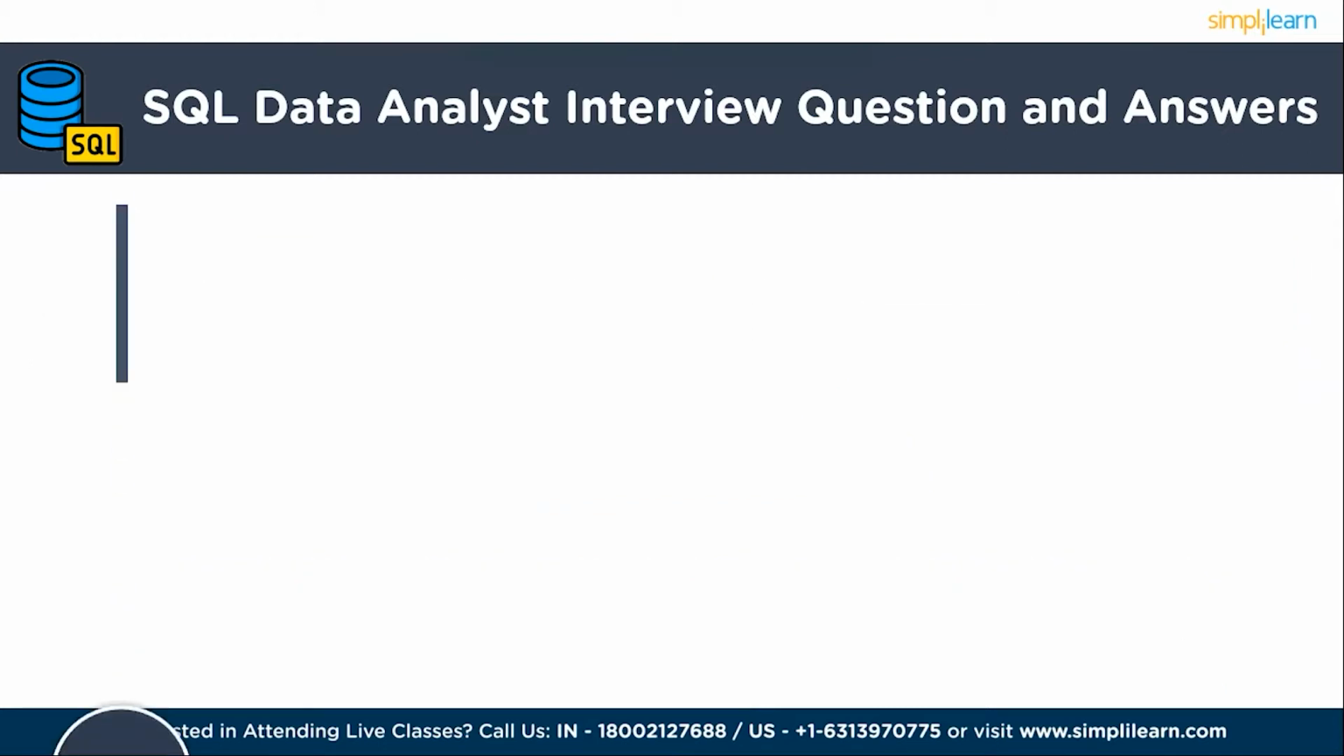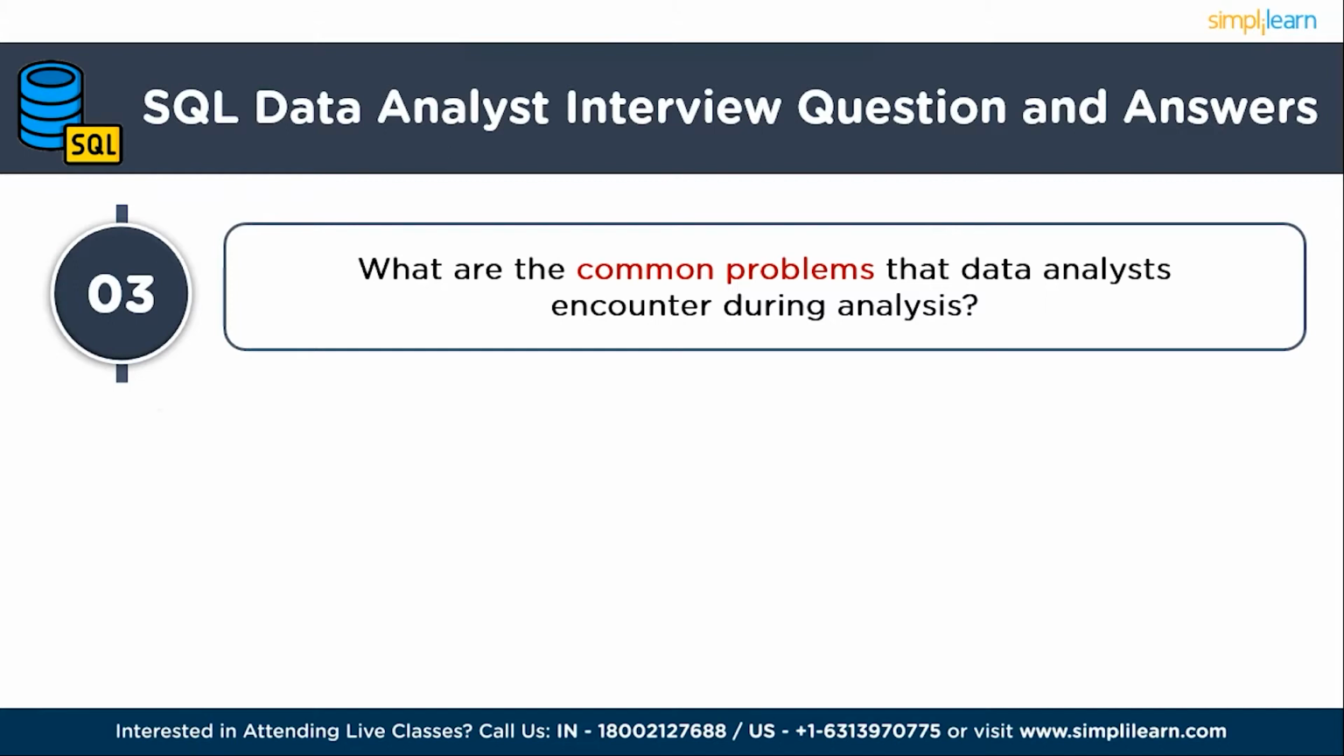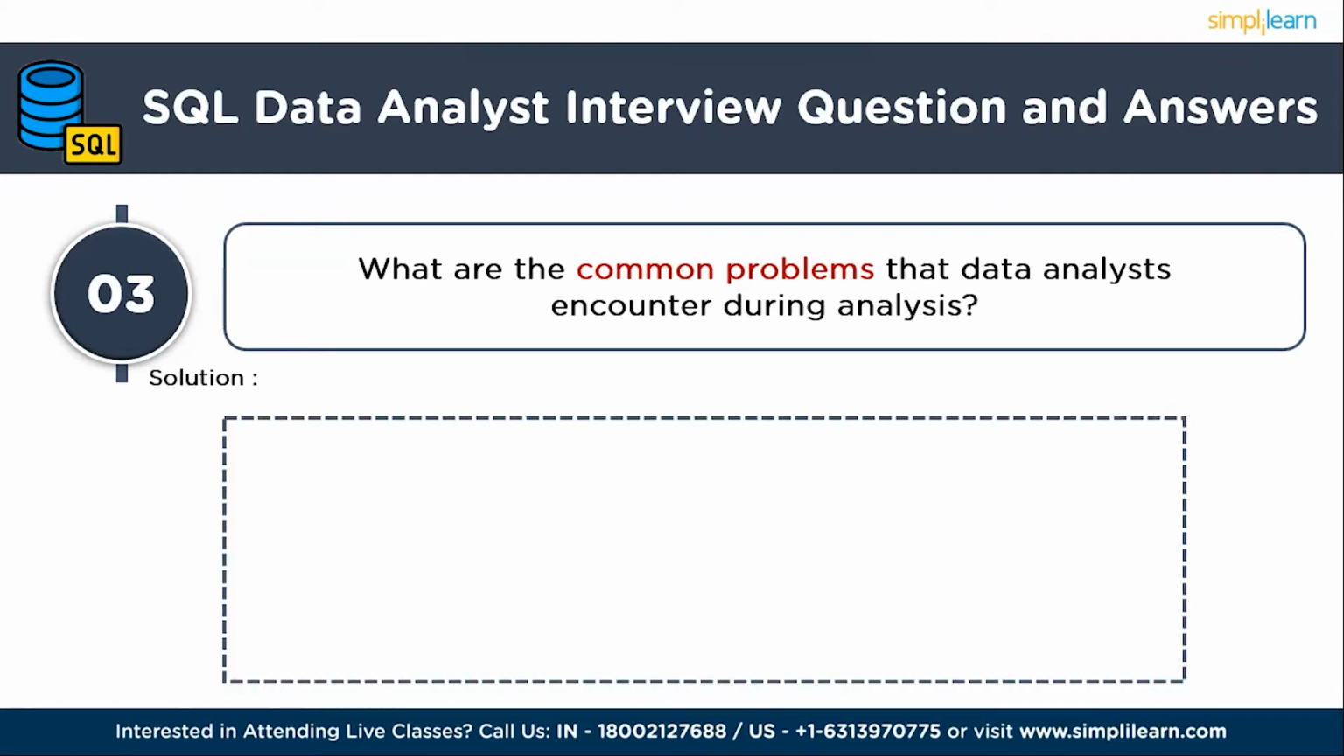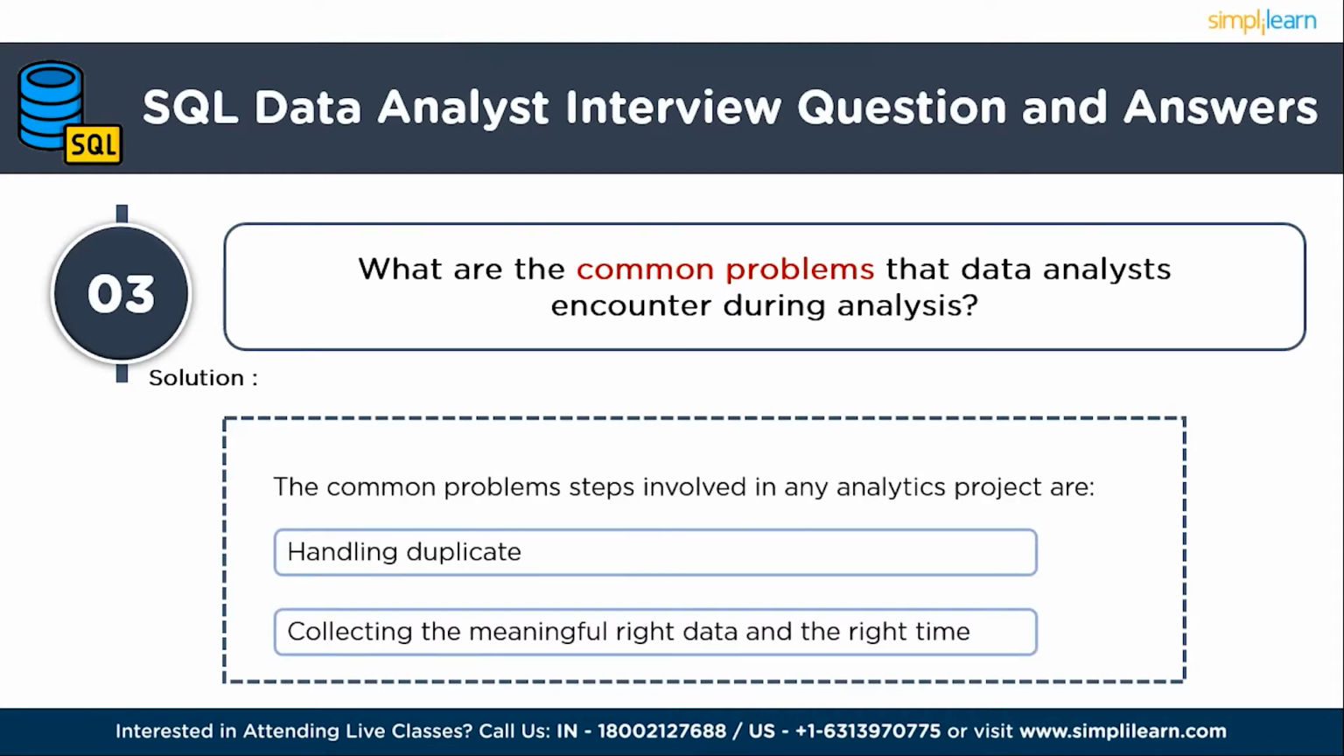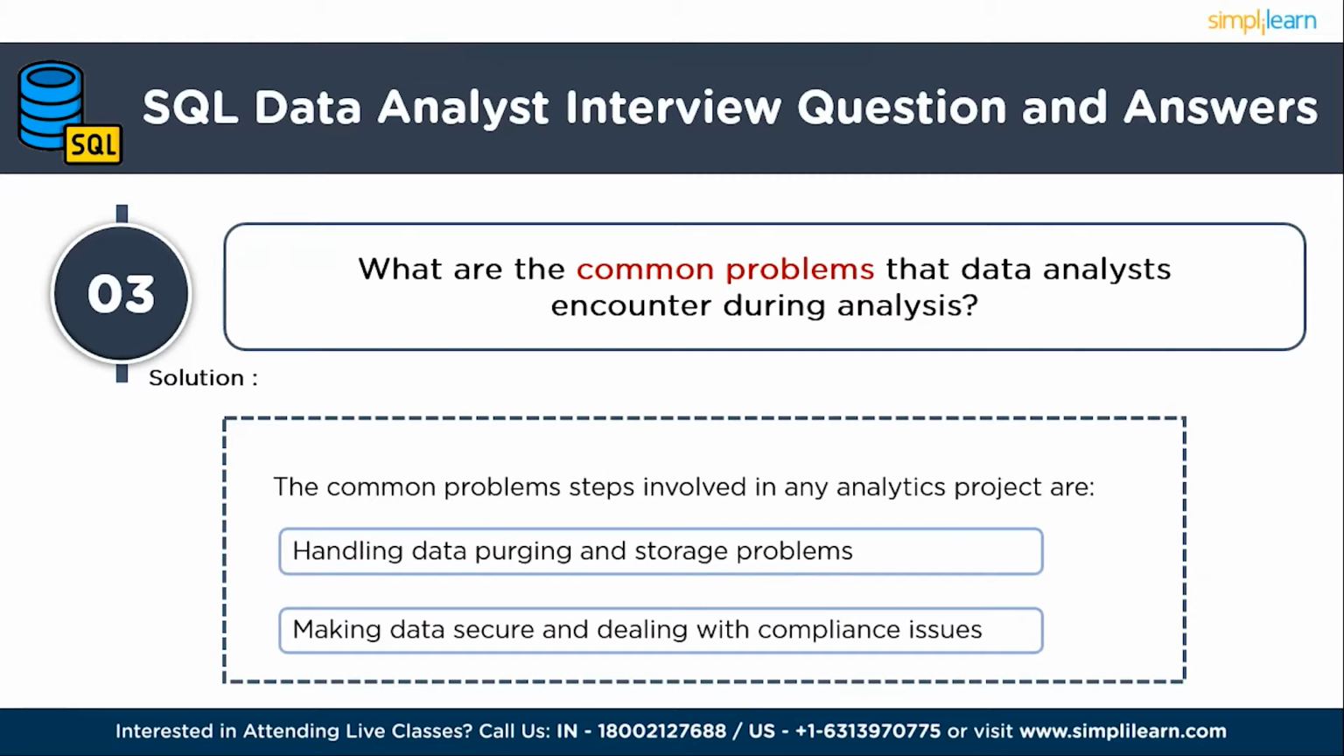Moving on to the next question, that is, what are the common problems that data analysts encounter during analysis? The common problems in a data analytics project are, the first is handling duplicates, and the next is collecting the meaningful right data at the right time. So the first is how to handle the duplicate data. The second is getting the right data at the right time. And there are more problems, such as handling data purging and storage problems, and then we have making data secure and dealing with compliance issues. So these are the common problems that data analysts face or encounter.